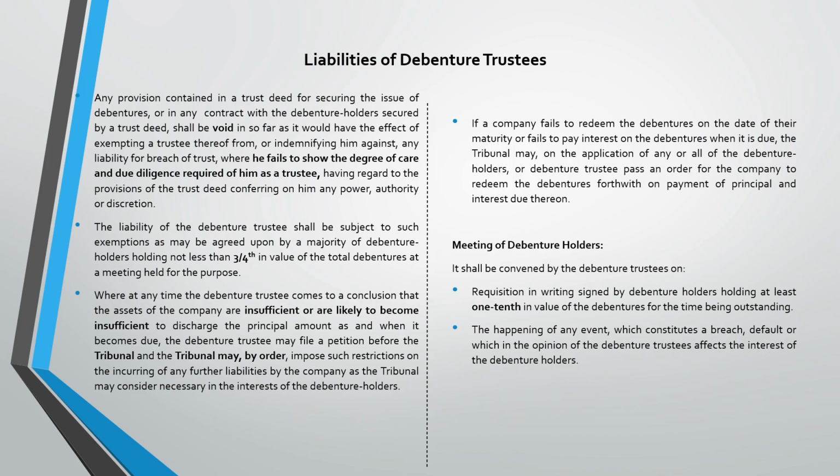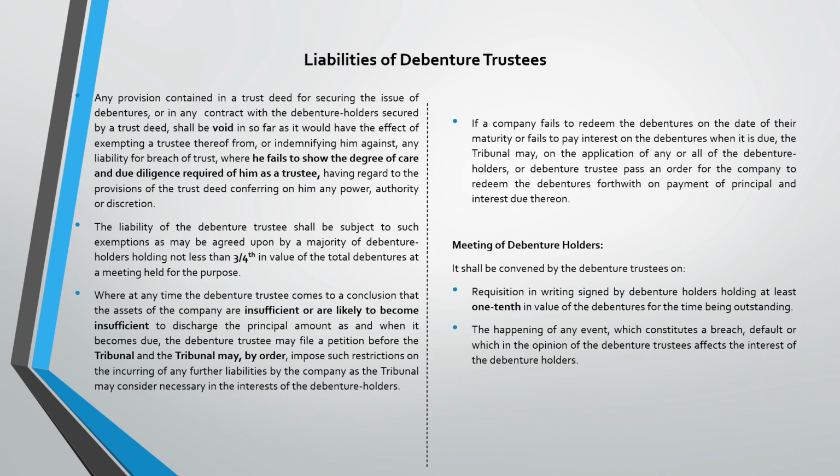Only in one case can their liability be reduced. It is when they have some exemptions from the liabilities, agreed by the majority of debenture holders holding not less than 3/4 of the value of the debentures, and it should be agreed upon at a debenture holders meeting.